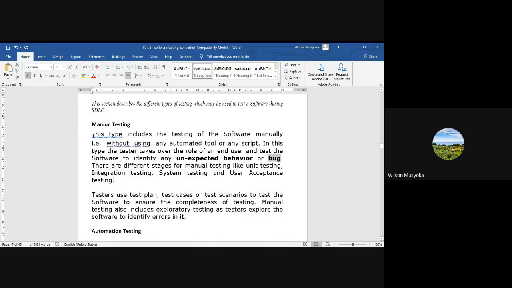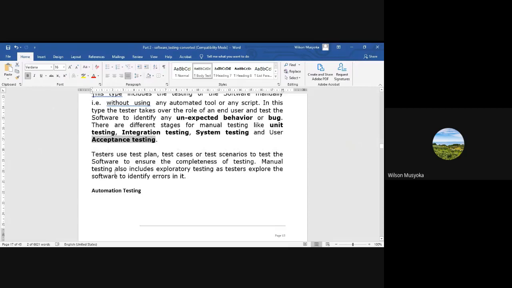So when you are doing manual testing, it will also go through the unit testing stage, the integration testing stage, the system testing stage, and the acceptance testing stage. Even though it is being done manually, it will go through those different levels. So the testers will use a test plan like we had seen. They will create different test cases. Then they will test the software to ensure that the test is complete in itself.